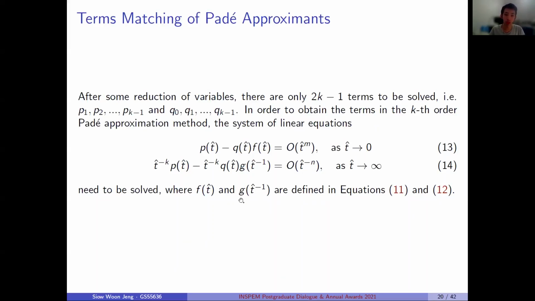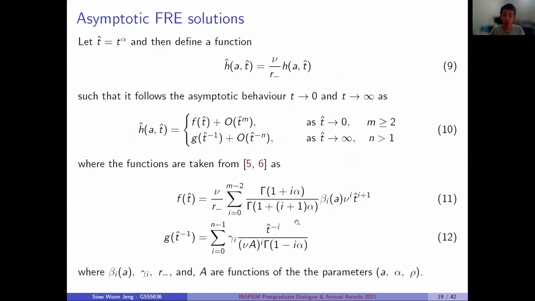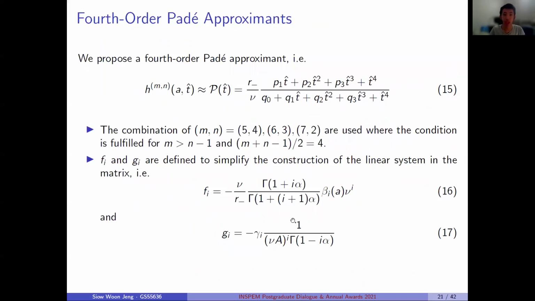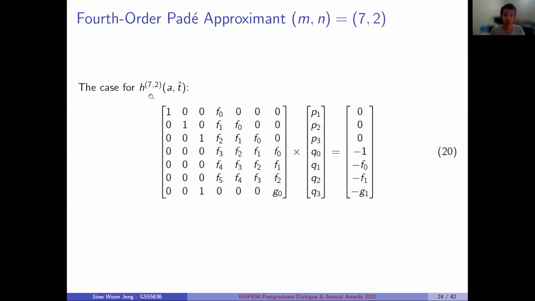Before that, we can propose a fourth order Padé approximant, which has 3 different variants: (5,4), (6,3), and (7,2), whenever the condition is fulfilled. So to solve for the Pj and Qj terms, we can define equations 16 and 17, which are the individual terms of the short time series expansion and long time expansion, from equations 11 and 12. So we can solve for the Pj and Qj terms using this matrix. This is for the case of (5,4), (6,3), (7,2).